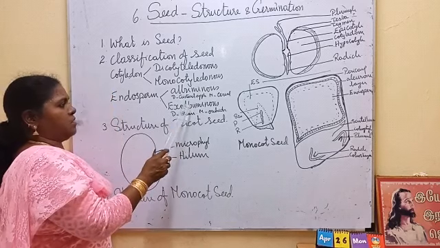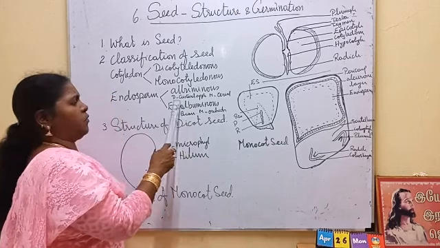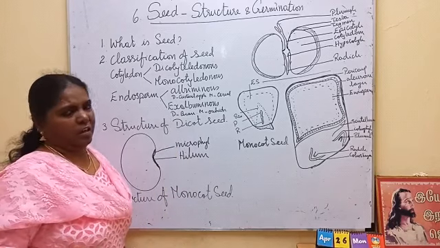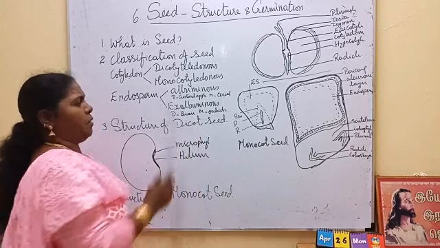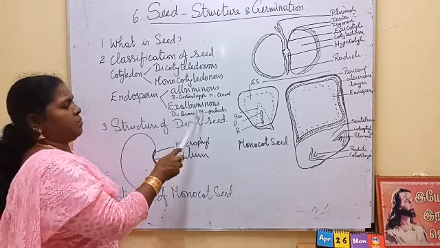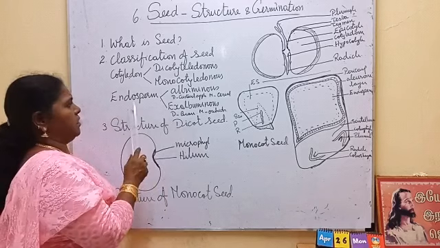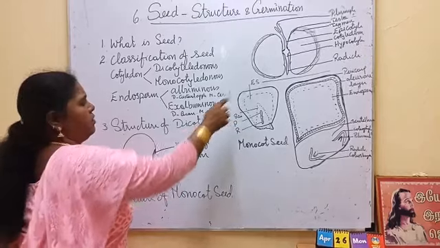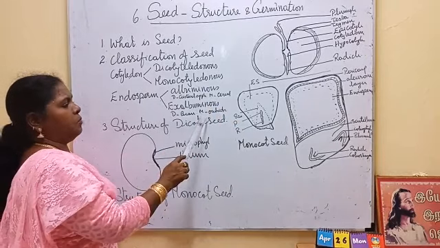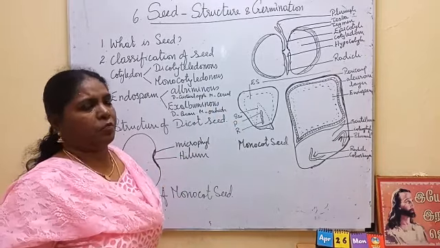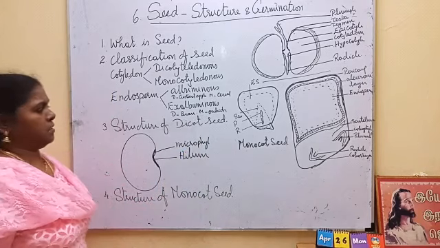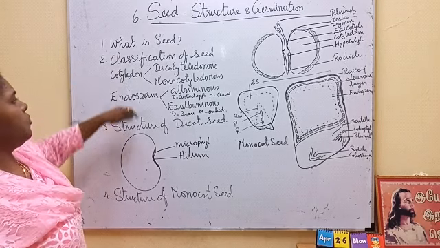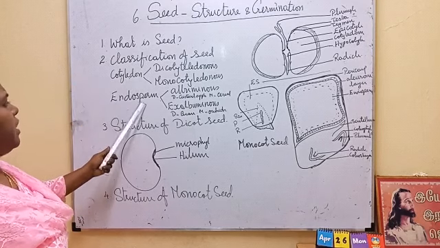For albuminous seeds, in dicots we take custard apple as an example. In monocots, all the cereals are examples of albuminous seeds. Then exalbuminous seeds will not have endosperm. Bean, a dicot, is an example for exalbuminous. In monocots, orchid is an example for exalbuminous seeds. So we have seen what a seed is and how seeds are classified on the basis of cotyledon and on the basis of endosperm.